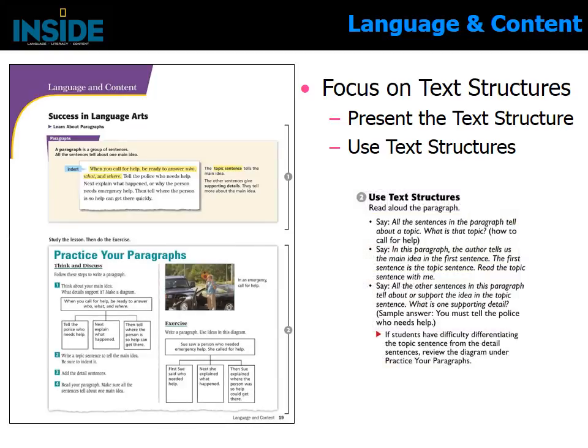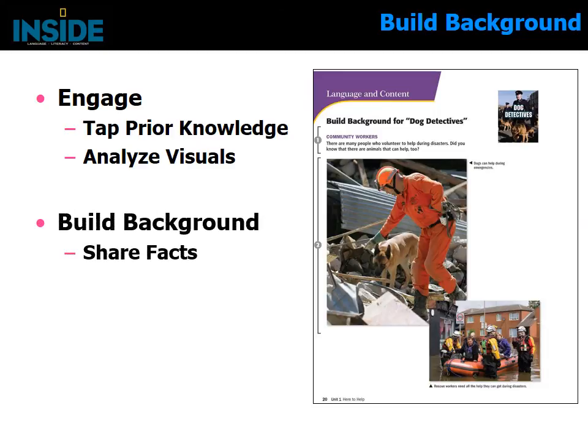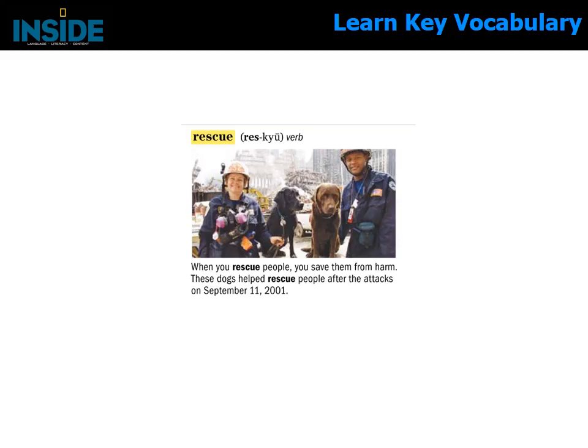Next, using the prompts in the Teacher's Edition, model how to use the text structure and provide a quick opportunity for students to practice. The next lesson gets students engaged with the text by tapping into their prior knowledge and analyzing the visuals provided. Then, build background by sharing specific facts relevant to the selection. And finally, teaching the key vocabulary.